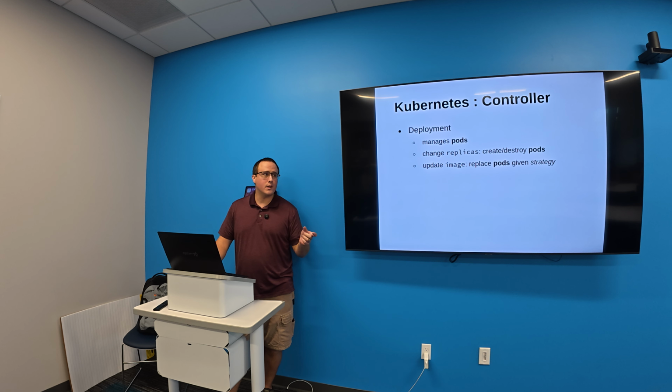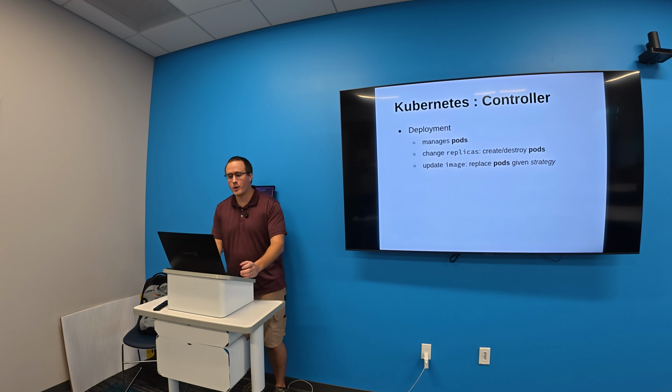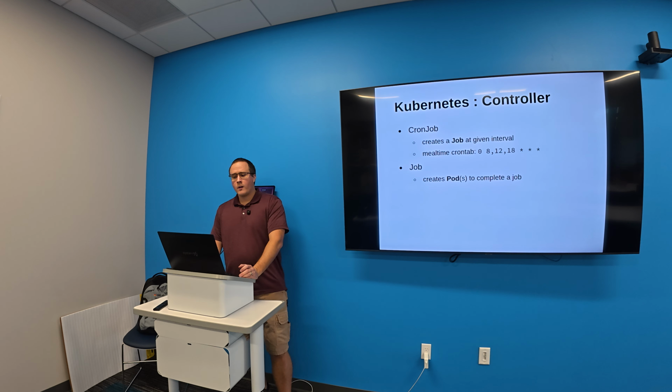Similarly, if you update the container image that you're running, it would manage the process of saying, OK, I have 10 pods running, you just updated the image, I need to bring up 10 with the new image and then delete all the old ones once they're gone. And there are different strategies and, again, nuance to that, but that's effectively what it's doing. Similarly, there's a cron job controller. It does as the name suggests, creates jobs on some sort of interval. And jobs create pods. Again, there are extra layers of abstraction here because there are fun things you can do with these things.